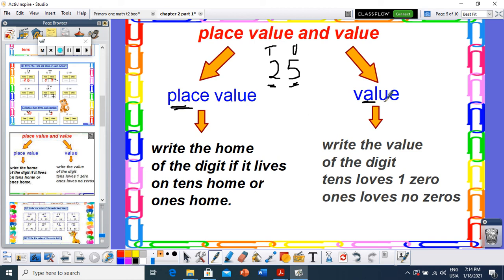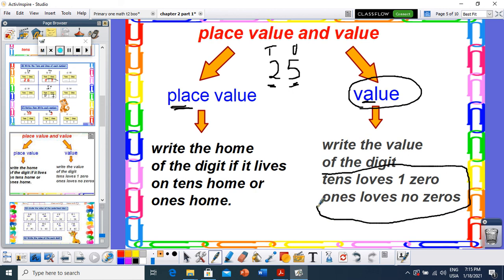Now let's know what the meaning of the value. What is the meaning of the value? Value means I have to write the number. But don't forget this important note. Tens loves 10. Ones loves no 0. Ones doesn't love any 0. Tens only loves 10.